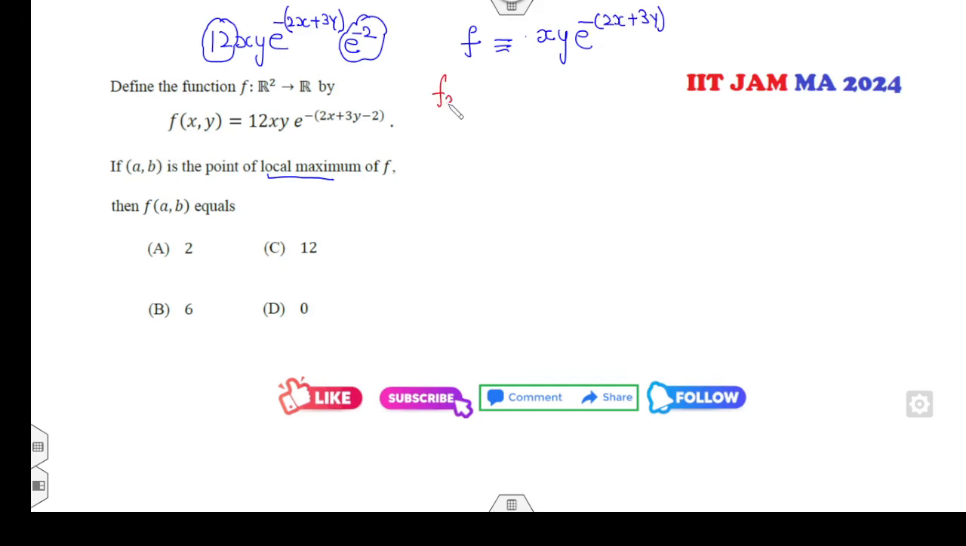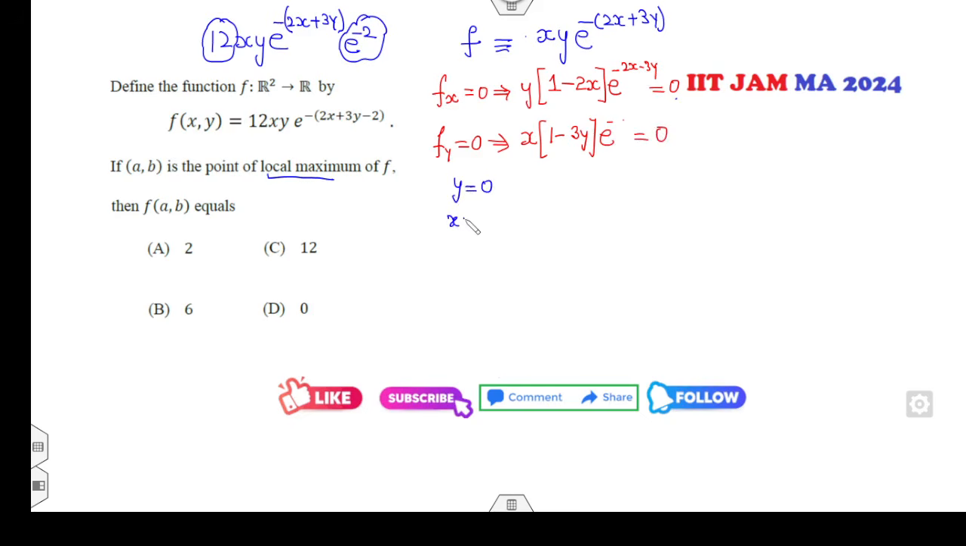Fine. So find the partial derivative. तो क्या आएगा? Y is outside. It is (1 minus 2x) into e raised to power minus 2x minus 3y, which is 0. Partial derivative with respect to y करेंगे, then it is x (1 minus 3y) e raised to power something is 0. But e power can never be 0. From the first term y is 0 or x is half, and x is 0, y is equal to 1 by 3. So coordinates are my (0, 0) and (half, 1 by 3).